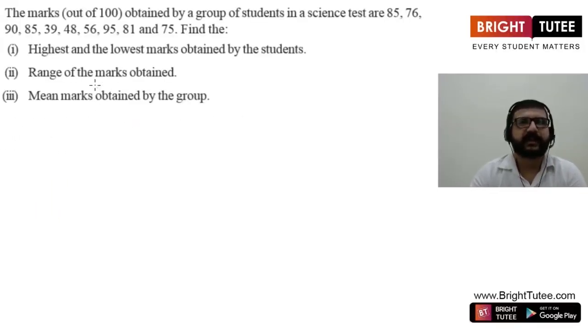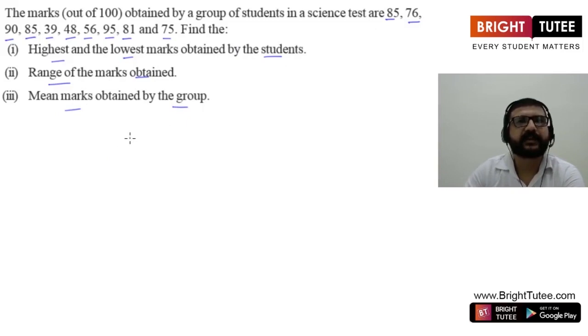Now the next question is: the marks out of 100 obtained by a group of students in a science test are 85, 76, 90, 85, 39, 48, 56, 95, 81 and 75. Find the highest and the lowest marks obtained by the students, and then we have to find the range of the marks obtained, and finally we have to find the mean marks obtained by the group.